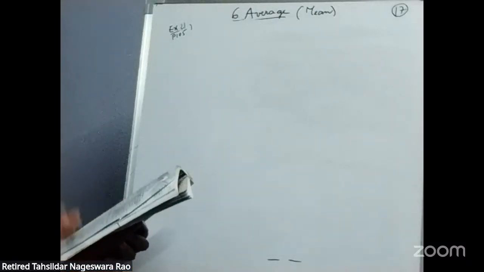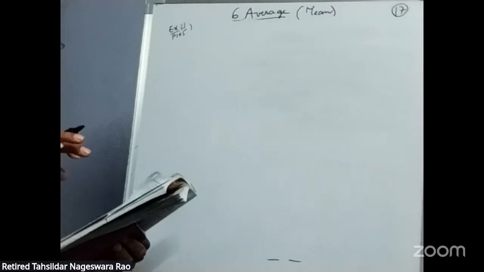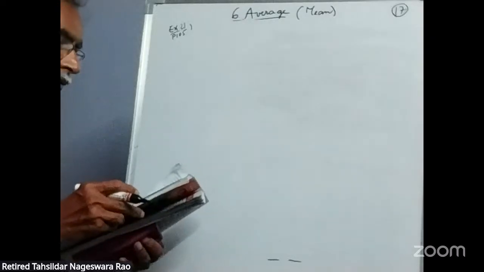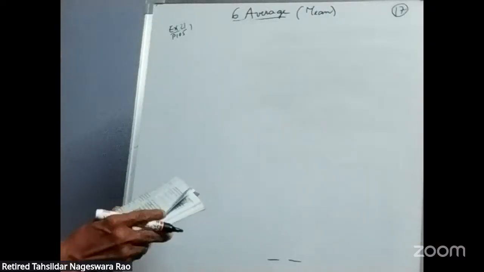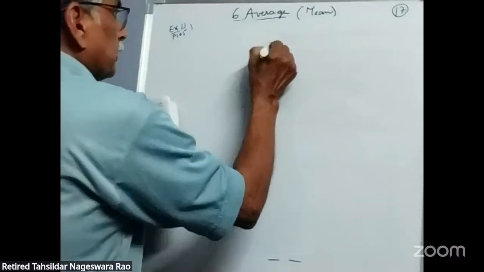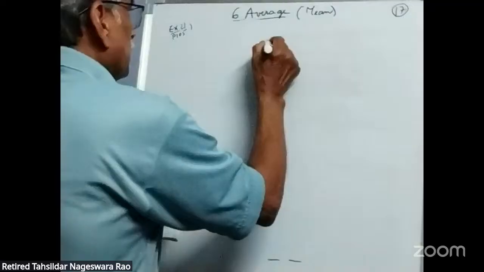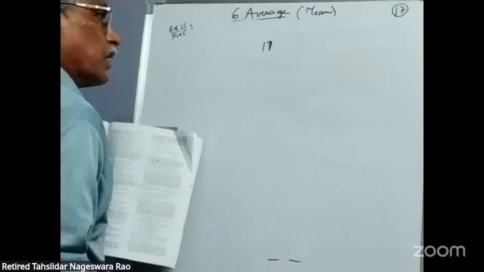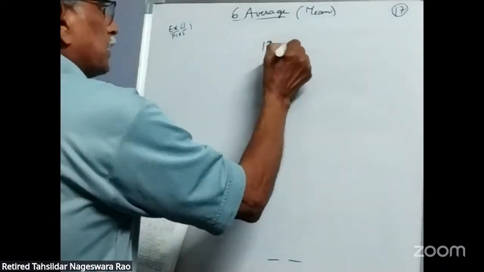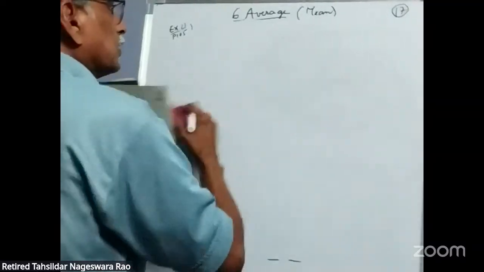Scores 87 runs in the 17th innings and thus increases his average by 3. Find his average after the 17th innings. The original average is not known. After the 17th innings, 17 innings are completed, played 17 times. Let that average be x. Average into 17 innings will be the total score.